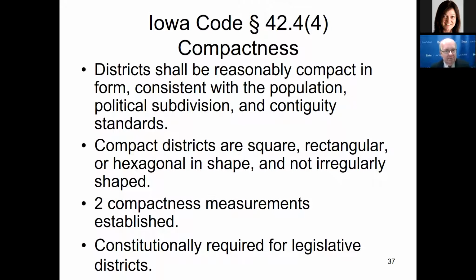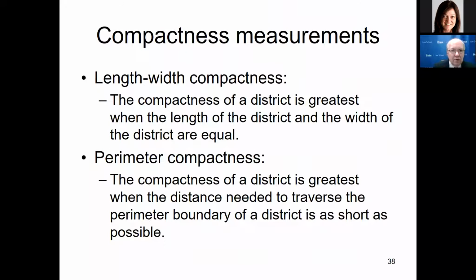The next requirement is compactness. The requirement is that districts shall be reasonably compact in form, consistent with the other standards previously discussed. It provides that compact districts are square, rectangular, or hexagonal in shape and should not be irregularly shaped. And there are two compactness measurements provided by Iowa law to examine compactness. It is important to note that compactness is specifically required by the Constitution for legislative districts. So what are those two compactness measurements established by the Iowa Code?